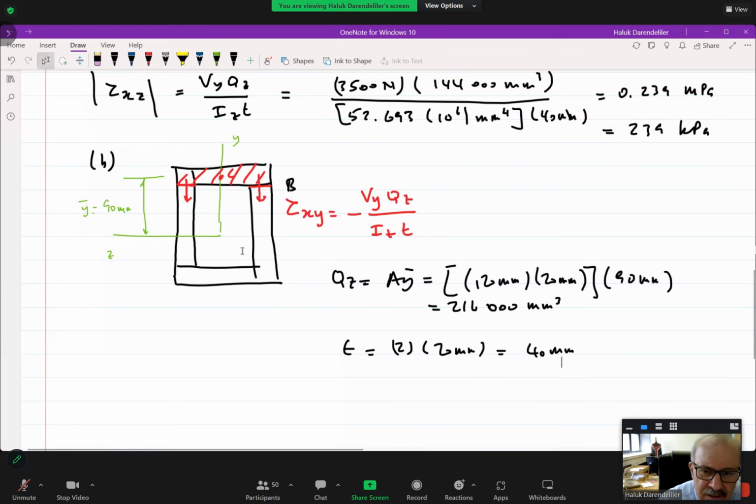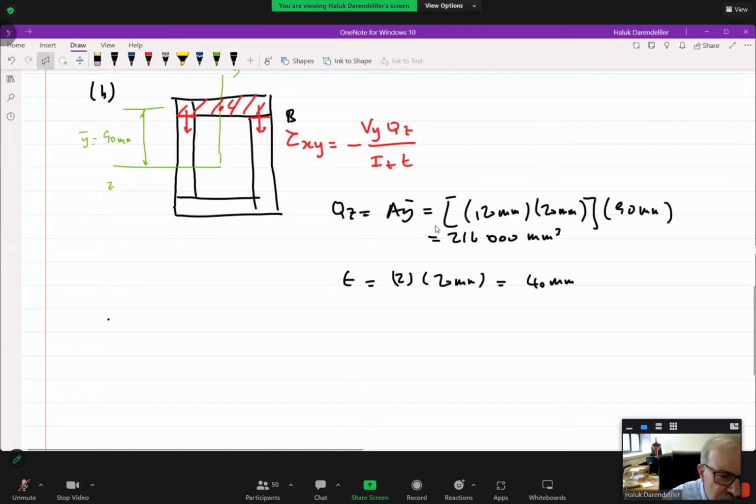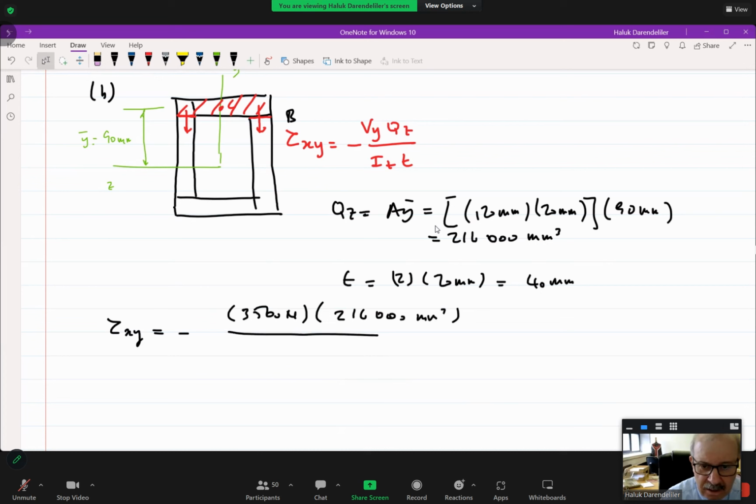Therefore, we can easily say that the shearing stress on the glued part, but don't forget this is the average shearing stress, is minus Vy, which is again 3,500 newtons. Now we have calculated Q as 216,000, right? And then the moment of inertia is the same, of course, it doesn't change because it's for the total area, for the whole area always, times 10 to the power 6, okay?